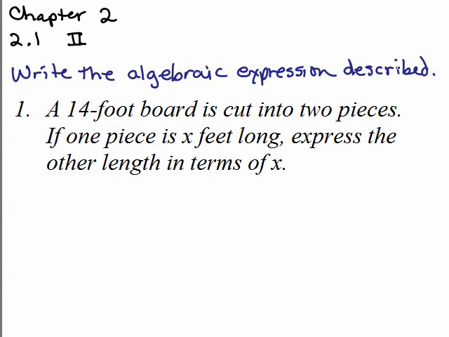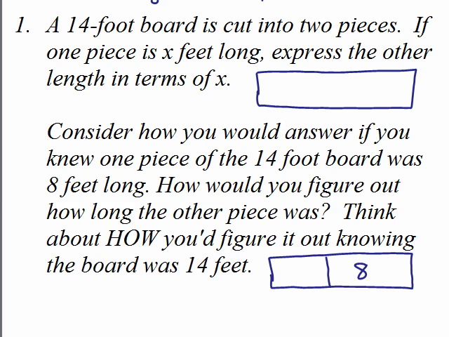All right, we have to do it in terms of x because we really don't know what number x stands for. So we're being very general here. One technique for figuring this out is to take a problem where you do know how long one of the pieces of the board is and see how you would figure out what the other piece was. For instance, how would you answer this question if you knew that one piece of the 14-foot board was 8 feet long? How would you figure out how long the other piece was?